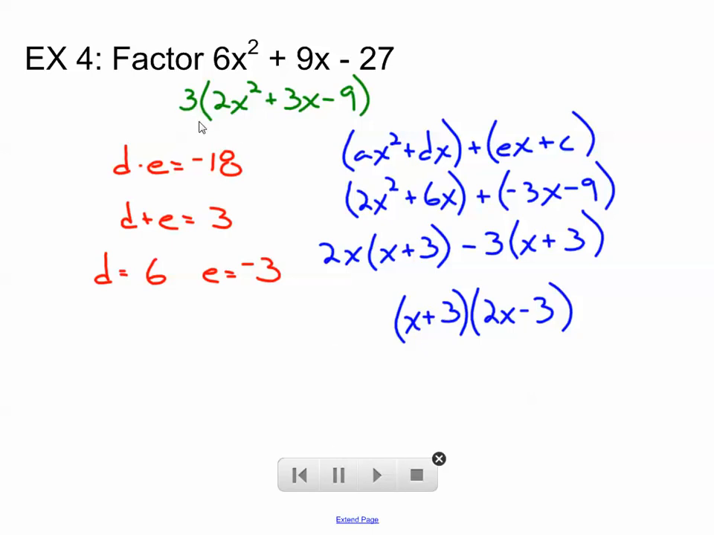Don't forget this 3 up here. That is part of your factorization too. If you just leave it as x plus 3 and 2x minus 3, you won't have factored this trinomial. You'll have factored only this. We need the 3 there too. It's part of the factorization.